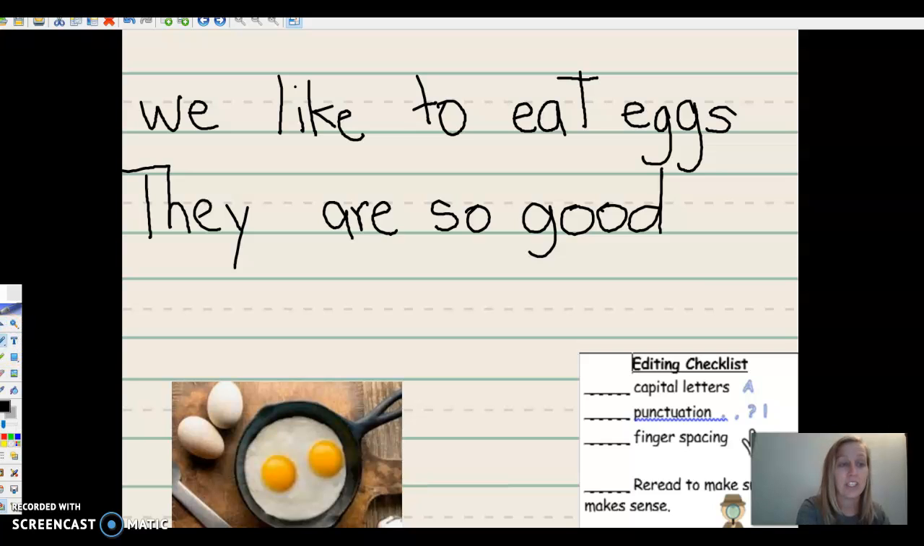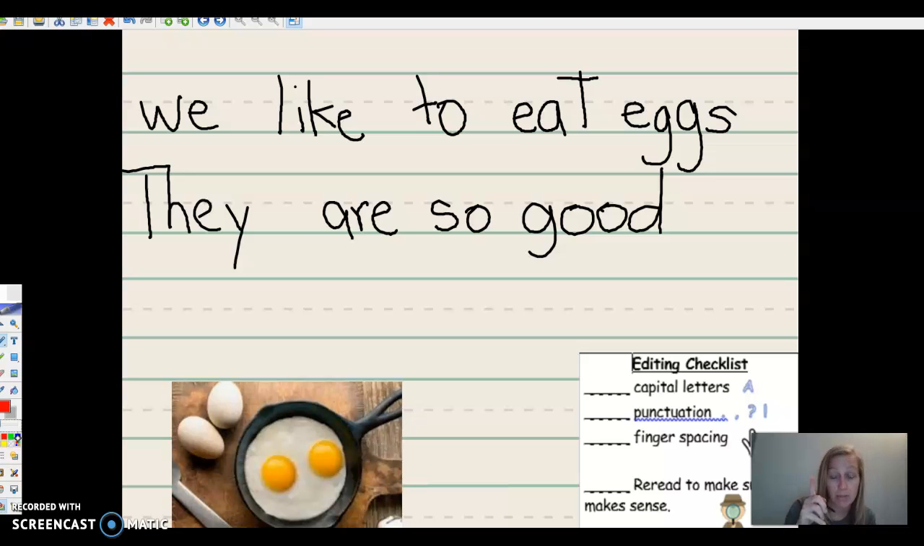Alright guys, we're going to check this sentence using our editing sentence checklist. First thing we need to do is read our sentences and check for capital letters at the beginning of the sentence. We like to eat eggs. They are so good. So I have two sentences, so I need to find the beginnings of each sentence.